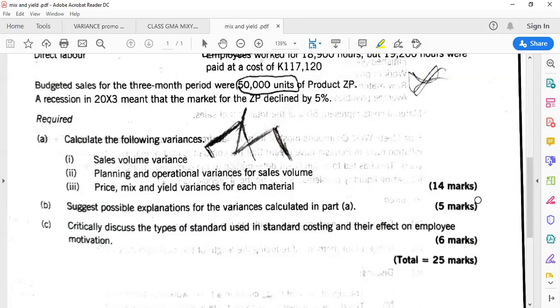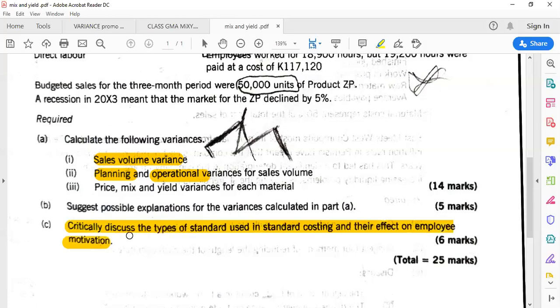The question says, calculate the following variances: sales volume variance, planning and operational variances for sales volume, price, mix and yield variances for each material. This is a free mark in the exam. And then look at the last part. Critically discuss the type of standards used in standard costing and their effect on employee motivation.